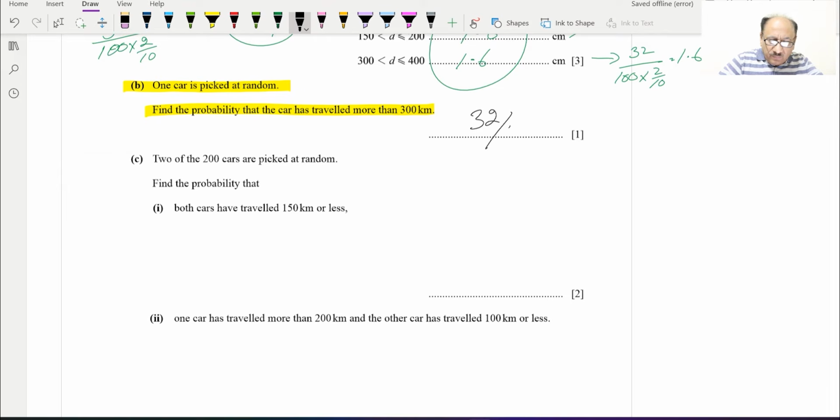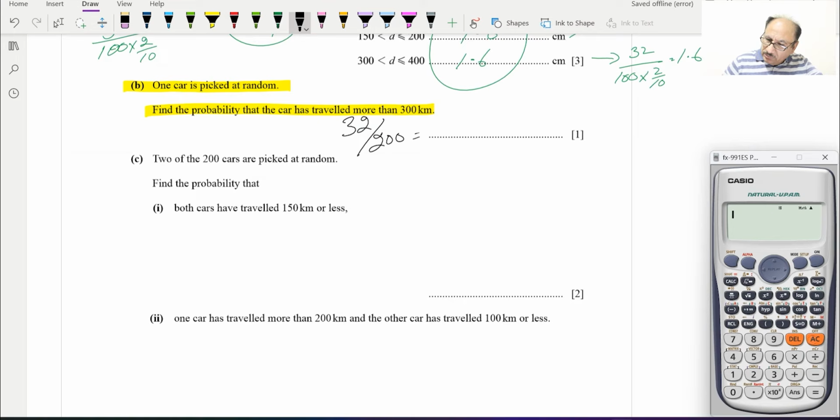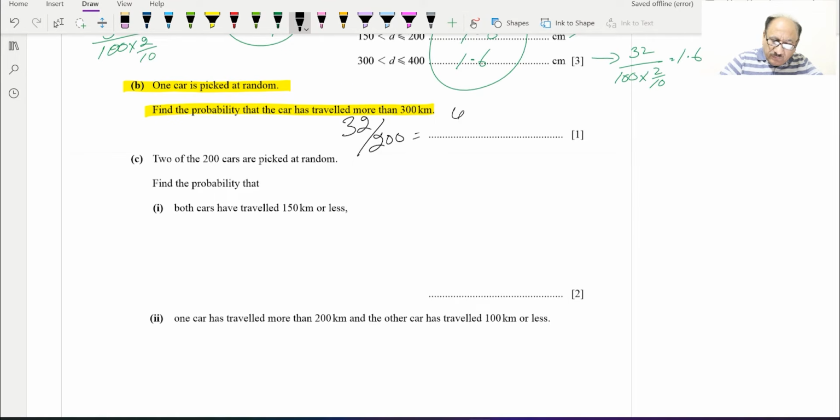32 out of 200, which is equal to 32 over 200, and it can be simplified to 4 over 25. So 4 over 25 will be our final answer for 1 mark. Hopefully you understood this. Now C part says 2 of the 200 cars are picked at random.